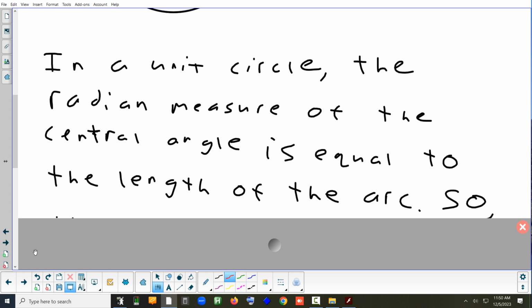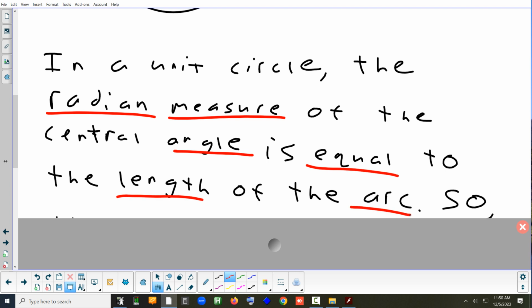So knowing that, it's going to help us figure out a connection between degrees and radians. On a unit circle, if you measure the angle in radians, it comes out equal to the length of the arc. So if the arc is 5 inches, the angle is 5 radians. If the arc is 3.6 inches, the angle is 3.6 radians. They're always the same number.